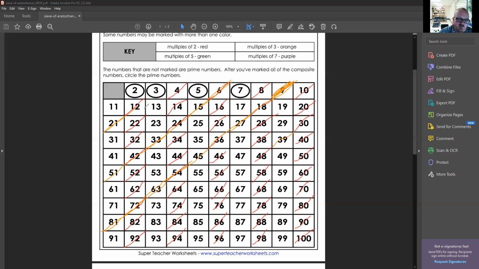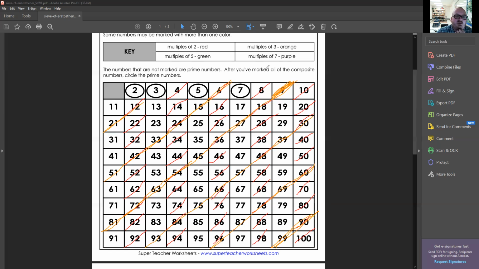So those are multiples of 3 here. I'm going to start at 30, work my way down. Those are all multiples of 3. This one here at 60, that's 3 times 20. Those are all multiples of 3. And 3 times 30, which is 90. It's all multiples of 3.